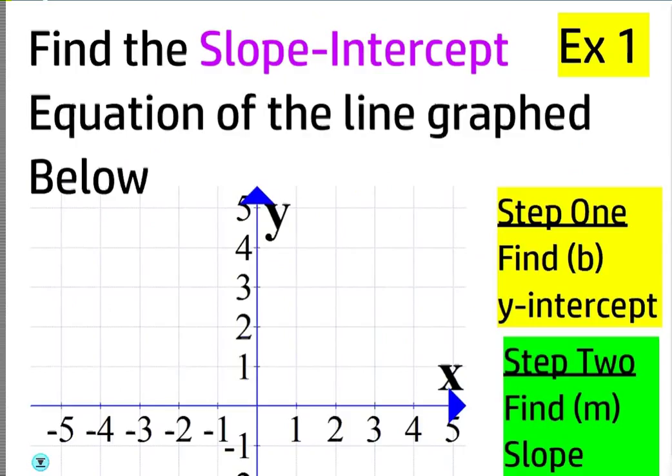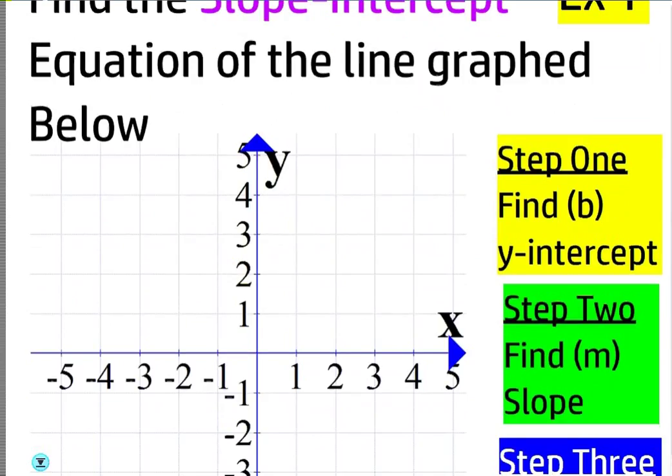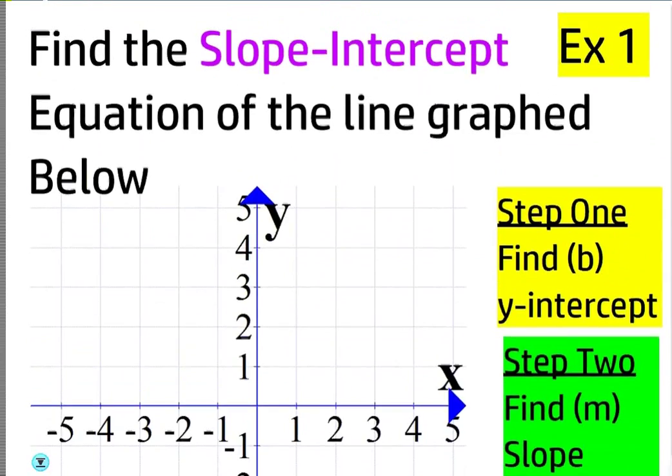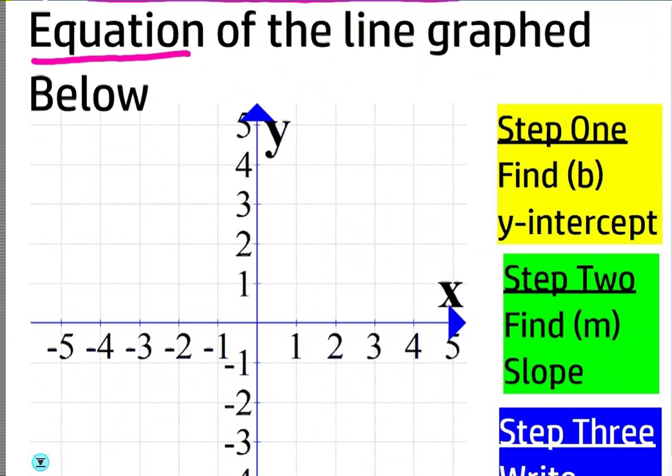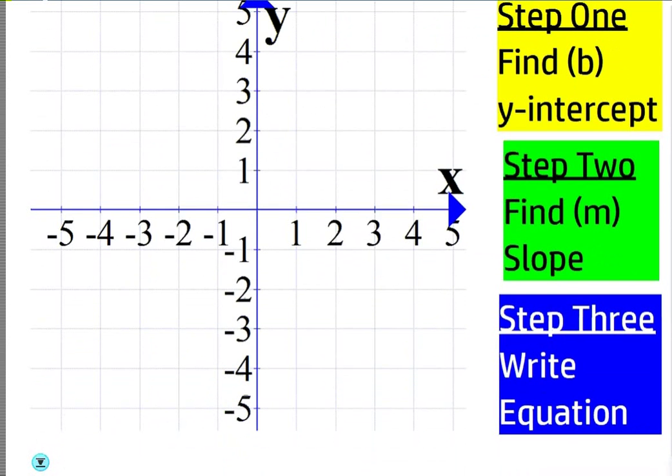So, first example, find the slope-intercept equation of the line graphed below. So unfortunately, you do have to draw the graph. In your notes, you can just say find the slope-intercept equation. Okay? How many steps are there? 3 steps.